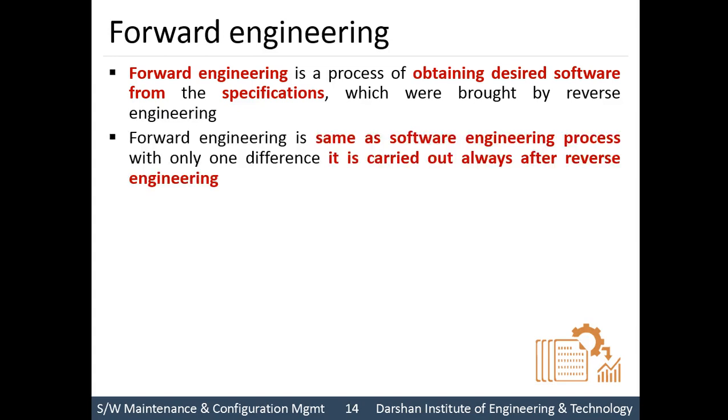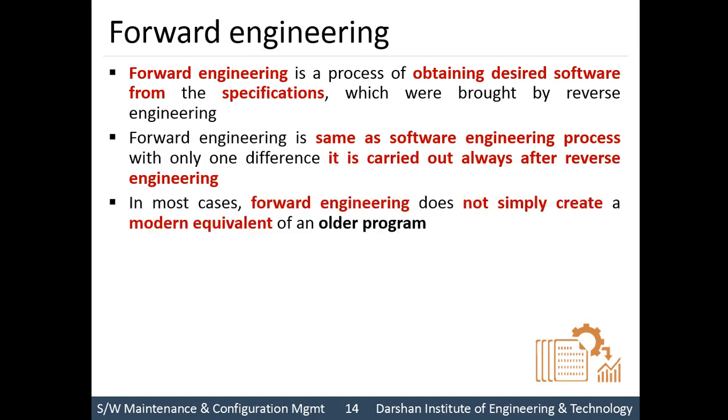Forward engineering is the same as the software engineering process, but the one difference is that it is carried out always after reverse engineering. In the general software engineering process, it starts with requirement gathering, but over here we are starting with the code. We are applying the reverse engineering principle, and only after that, with whatever specification we are getting, do we start with the forward engineering. That is the only difference of forward engineering.